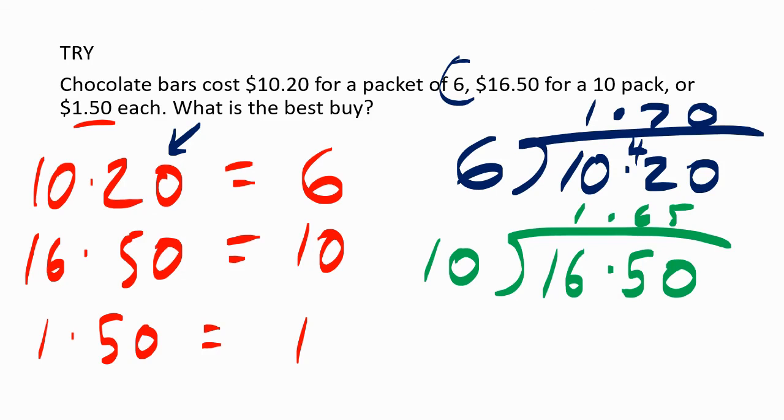Now, of course, the single option down here, the one per chocolate bar, was $1.50. And I guess that's interesting. The cheapest option, the best buy, was buying them as singles, just for $1.50.